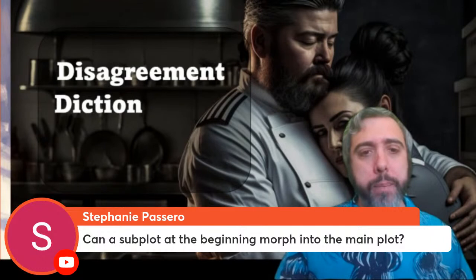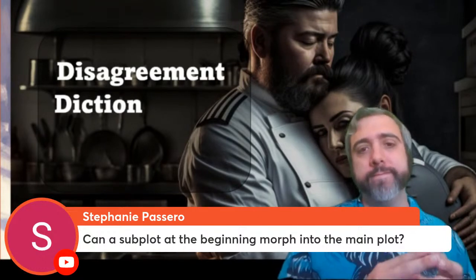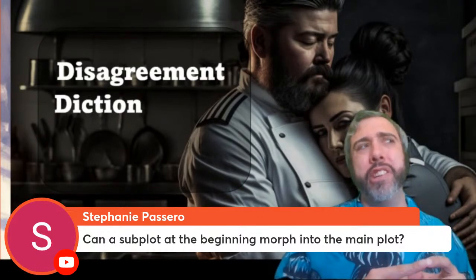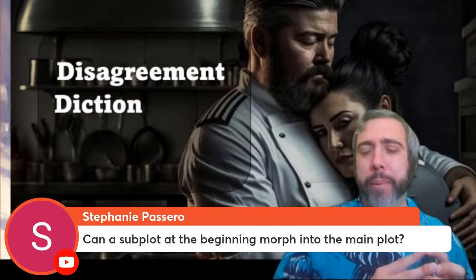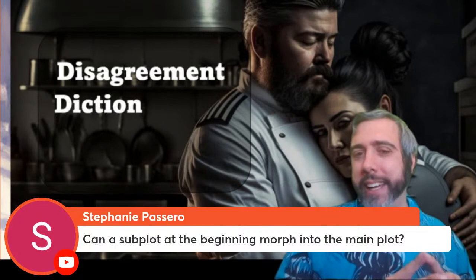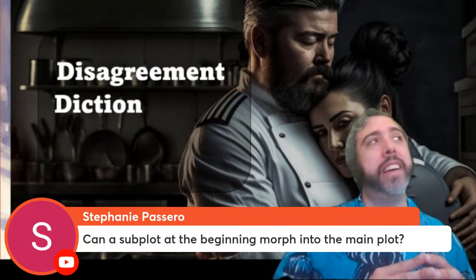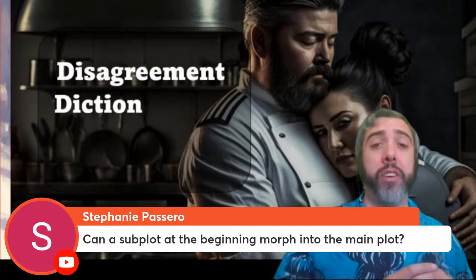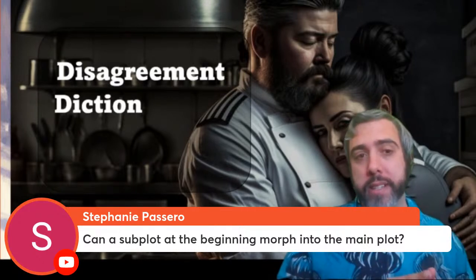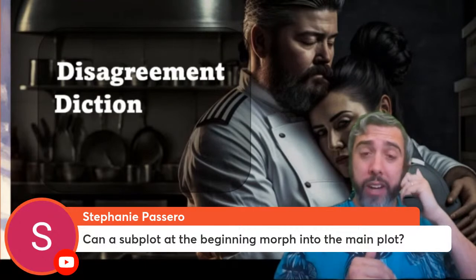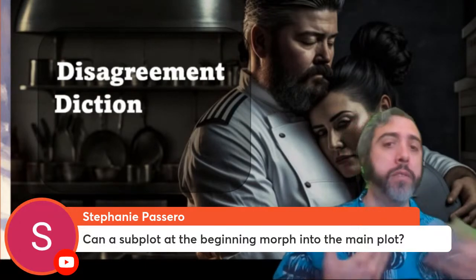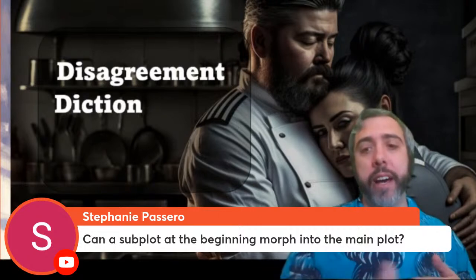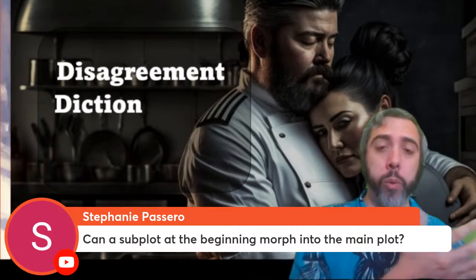Can a subplot at the beginning morph into the main plot? In a romance, no, unless the romance is the subplot. But it's not really going to fool you, right? Because you're going to be like, well, you're reading a romance. So you know that even though the main character may not start out looking for a relationship, which is plenty of romances, right? Maybe the character starts out looking for, I don't know, a job promotion, right? And then she meets this other person, and then they come in, and that overwhelms the story.